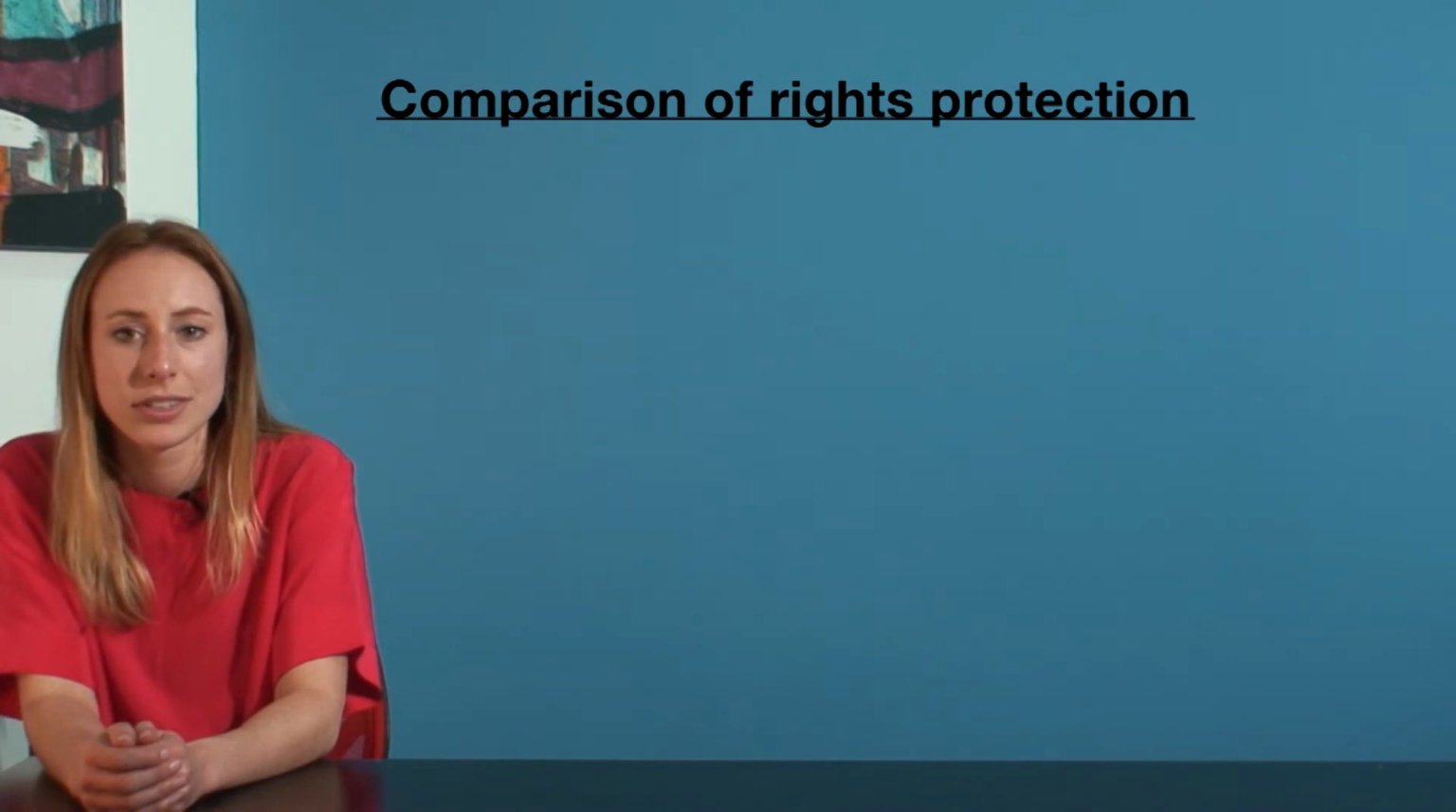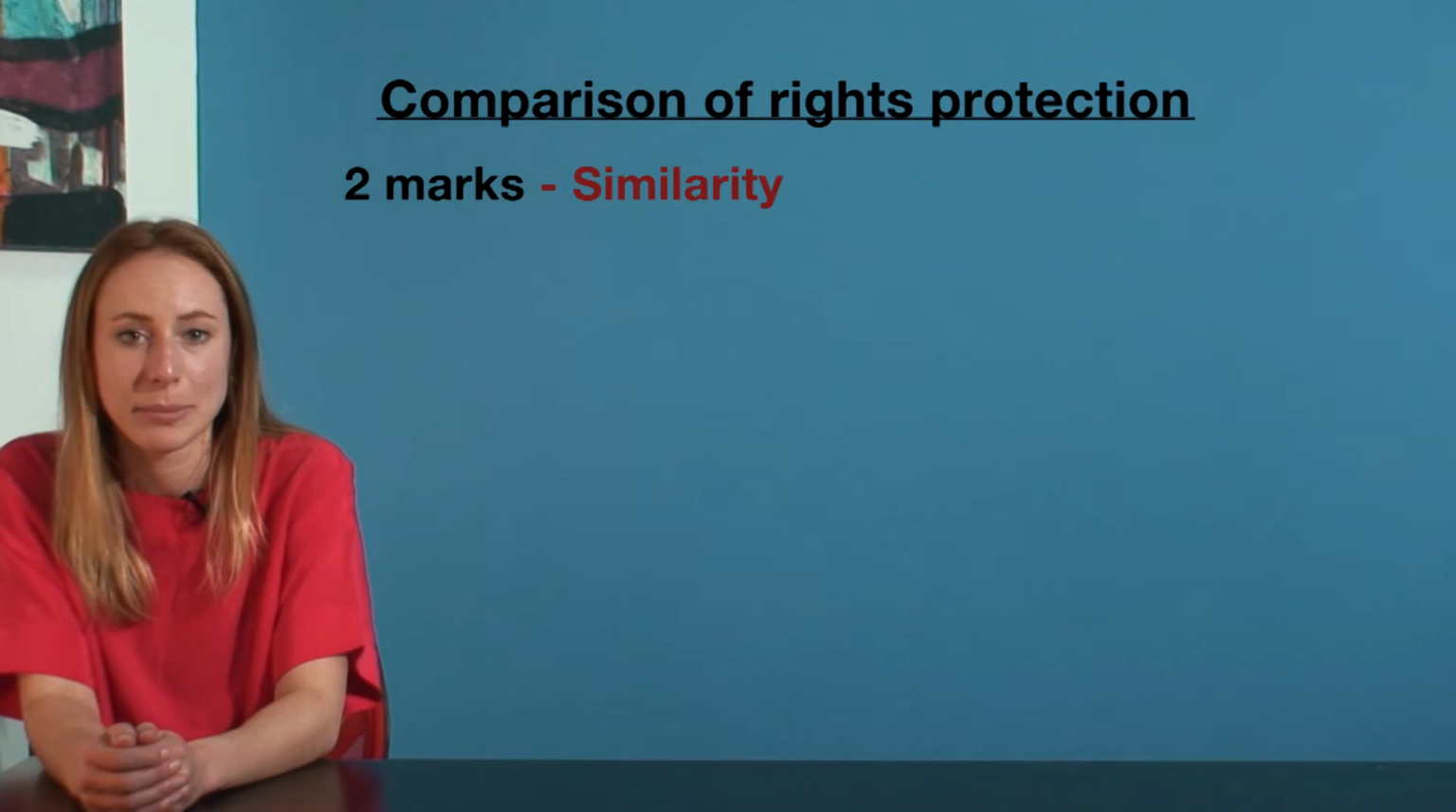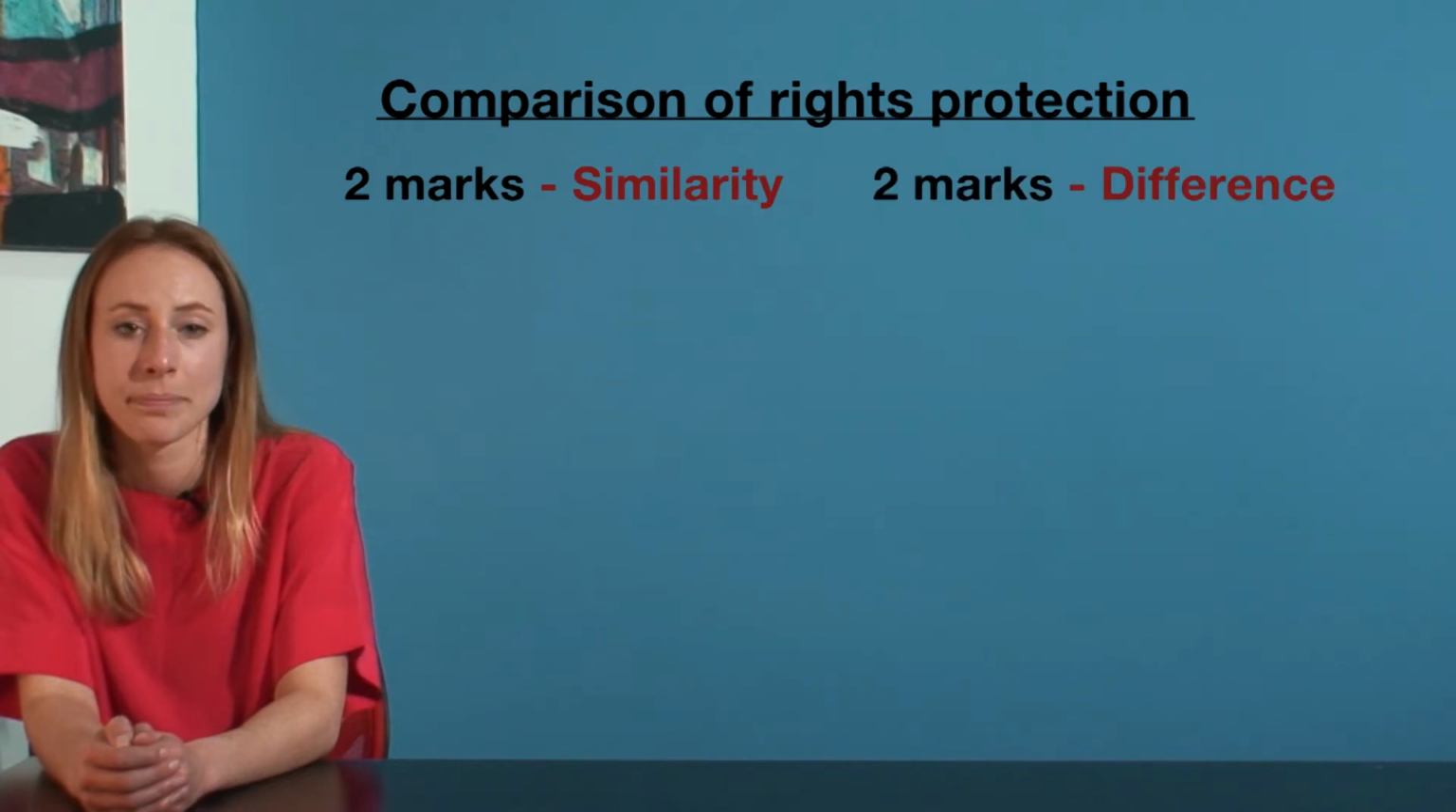For this response, you'll spend 2 marks discussing a similarity between Australia's constitution and your country of choice, and the other 2 marks discussing a difference. Remember that you always get to choose which of the 4 countries you compare Australia to. You'll only ever have to study one. You can pick your similarity and your difference from 2 of these 4 different areas.